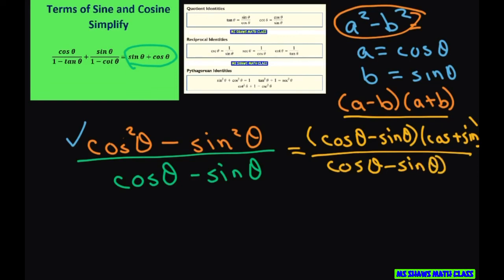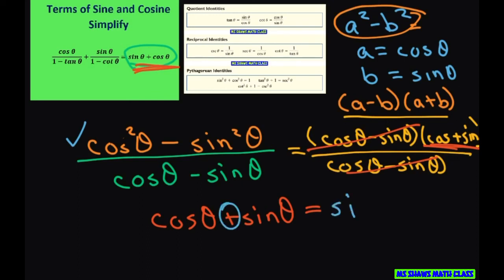Now what happens is these cancel, and I'm going to rewrite this. This is going to be cosine of theta plus sine of theta, which is what we wanted. They're in different orders, and you can rearrange it, but since we have positive, it doesn't really matter. So this is sine of theta plus cosine of theta, and that's your final answer.